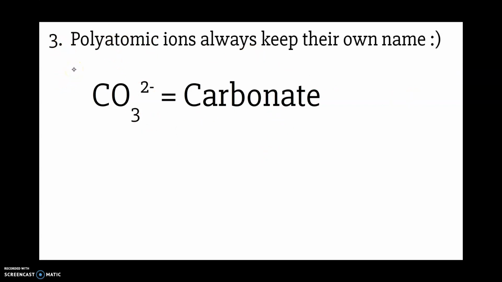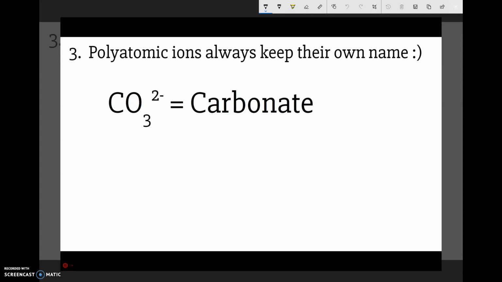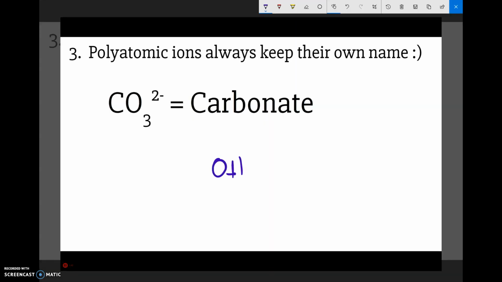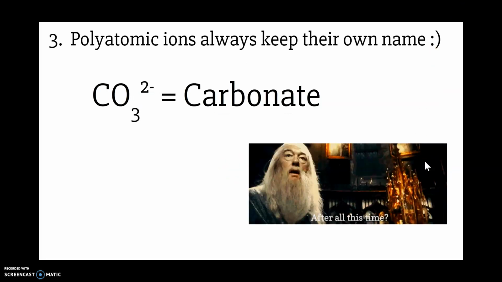The third rule is that polyatomic ions always keep their own name. So for example, CO3 with the 2 negative charges is carbonate, it's going to stay as carbonate. OH negative, the name of this is hydroxide. So you're never ever changing the names of these polyatomic ions. They always stay the same.